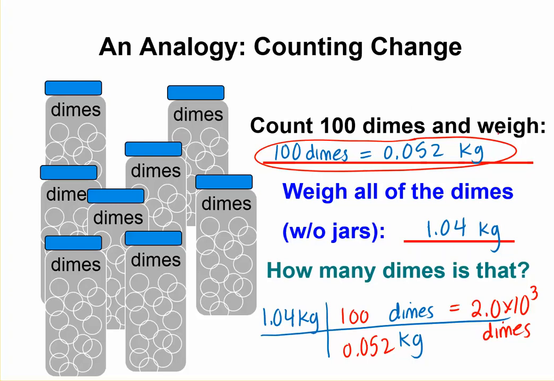Another thing, if I wanted to count quarters, could I use this same conversion factor? No, I would need a different conversion factor because quarters are heavier than dimes, and so it's going to have a bigger mass here for quarters.